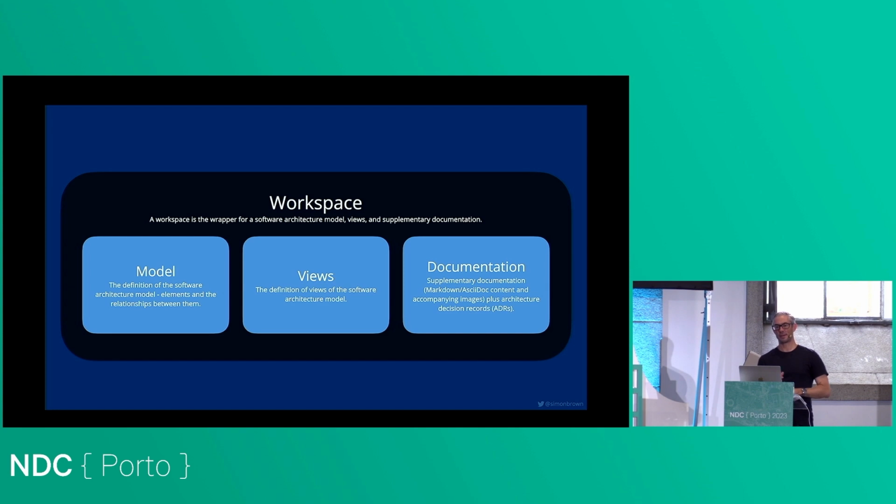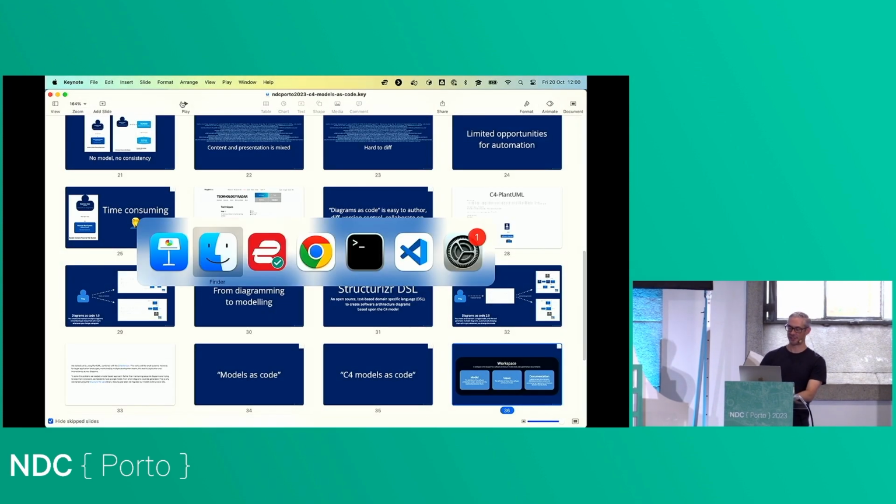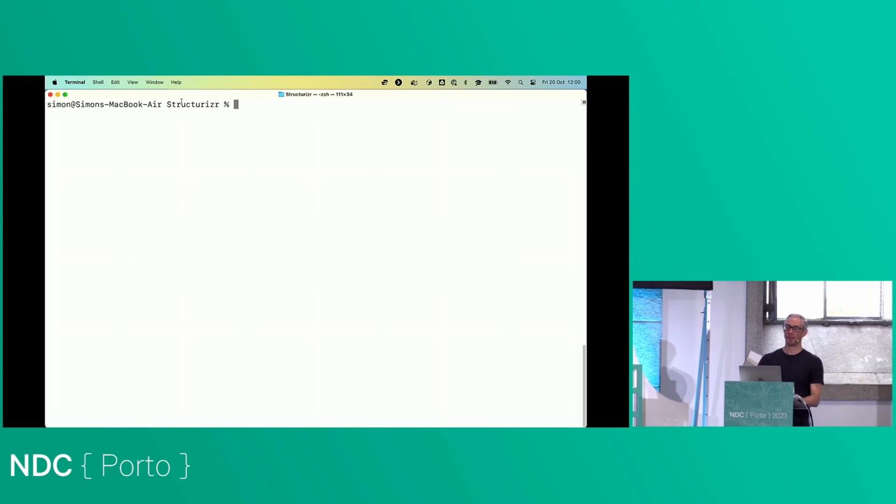There's one concept I'm going to talk to you about before we dive into a tooling demo, and that's called a workspace. A workspace is nothing more than a wrapper for a model, which is a set of elements and relationships, a set of views, the views get rendered to diagrams, and some supplementary documentation if you want it. So, enough of the slides. Let's jump into a demo.